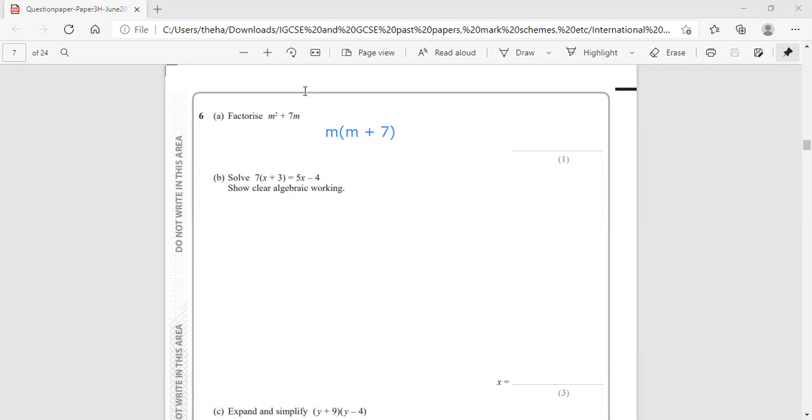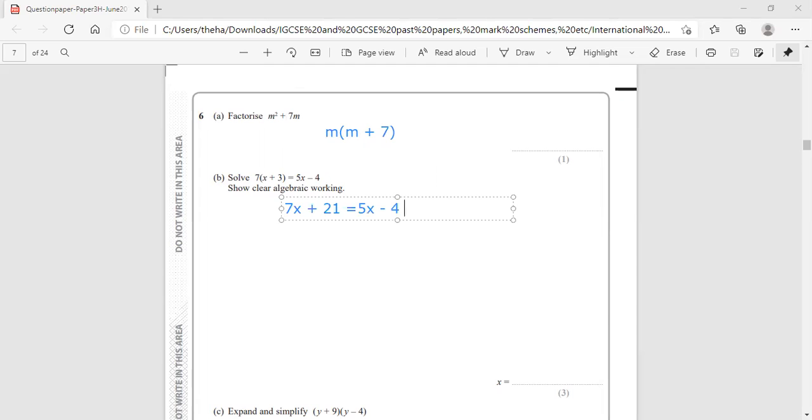So now let's look at another one. We've got 7 times bracket x plus 3 equals 5x minus 4. Work out x. That's the question. Solve it. So first of all, we're going to expand the brackets on the left to get 7x plus 21. And we know that equals 5x minus 4.